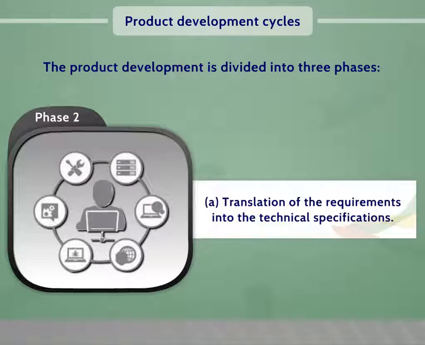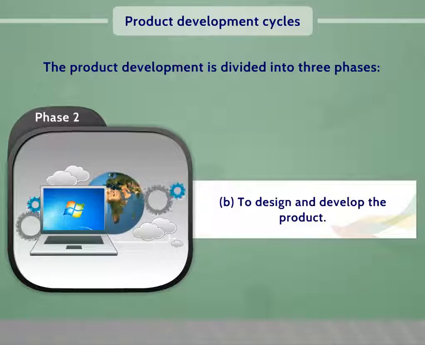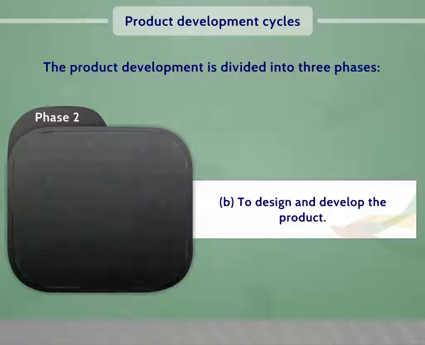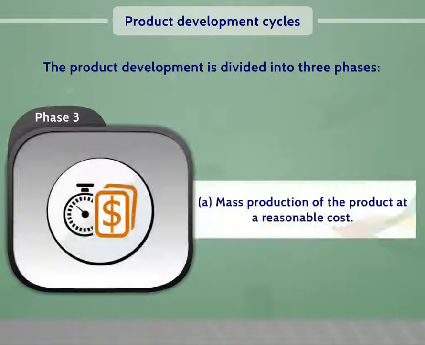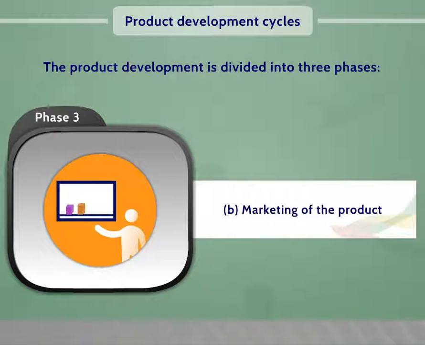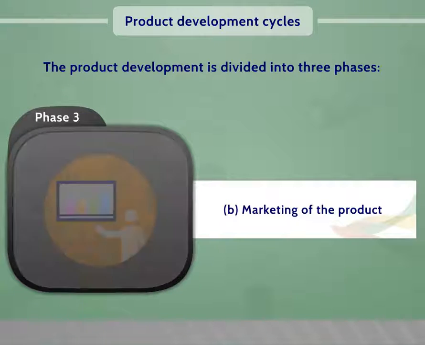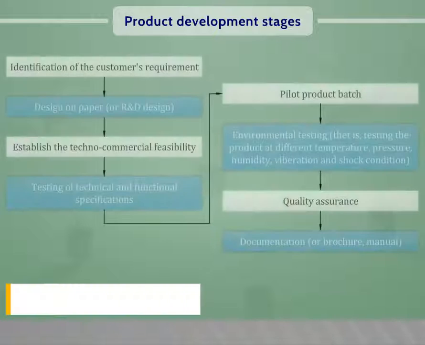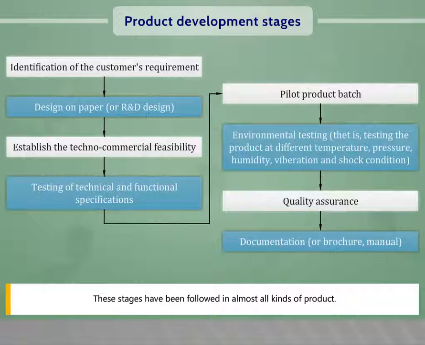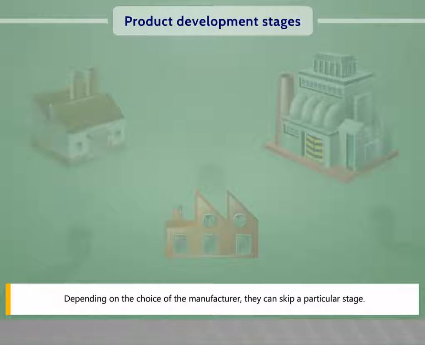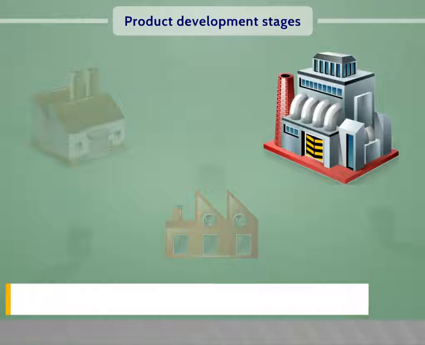Phase 2. Translation of the requirements into the technical specifications. To design and develop the product. Phase 3. Mass production of the product at a reasonable cost. Marketing of the product. Product development stages. These stages have been followed in almost all kinds of product. Depending on the choice of the manufacturer, they can skip a particular stage.